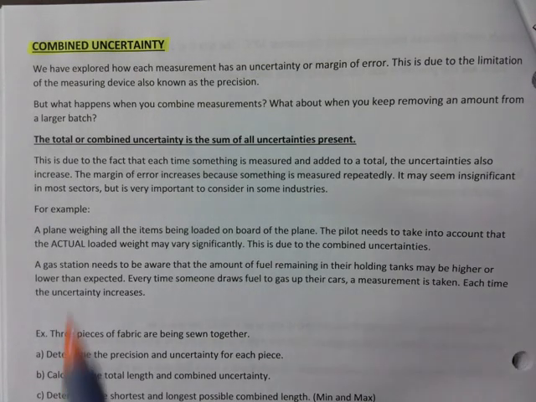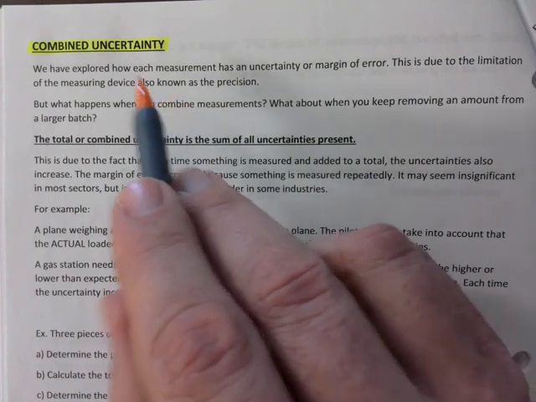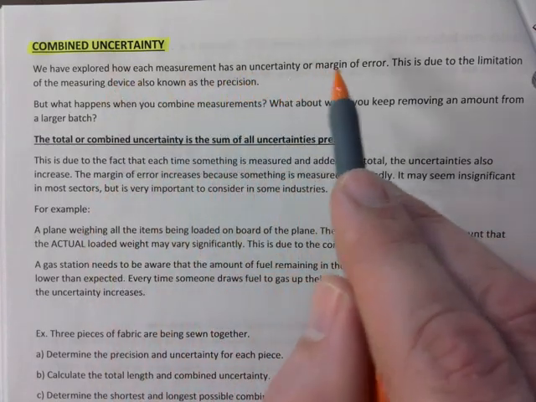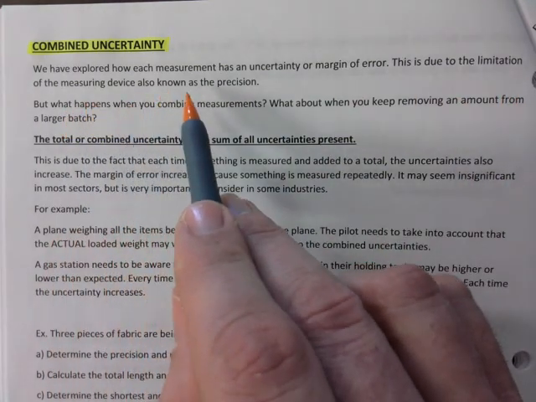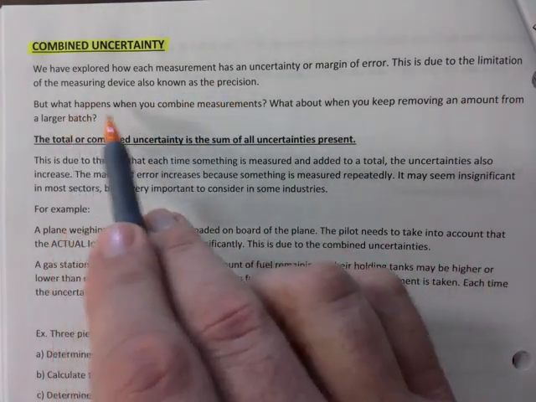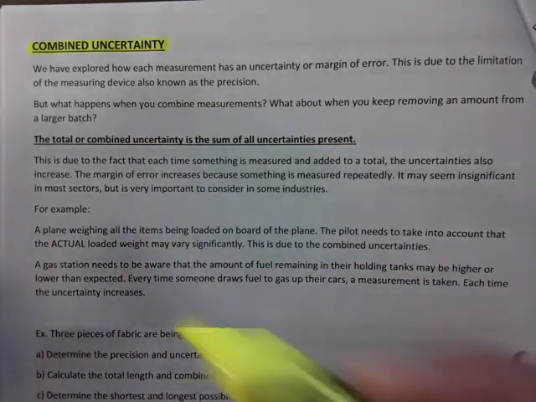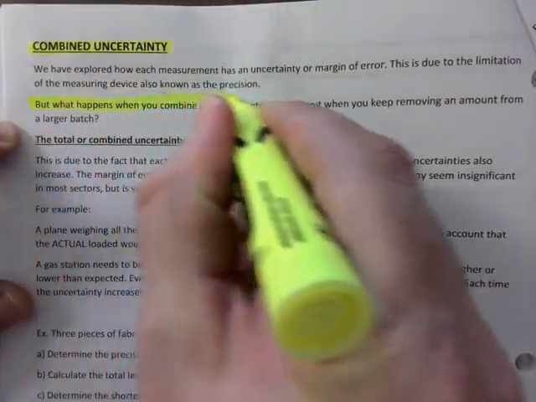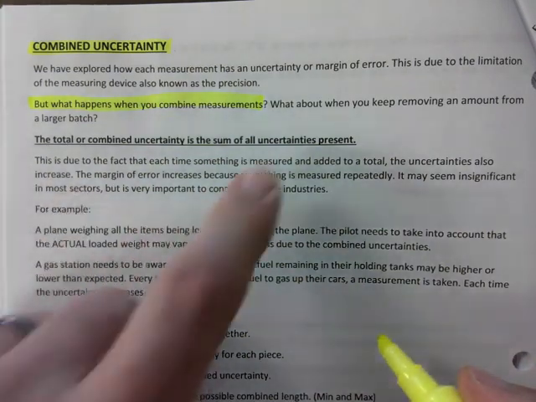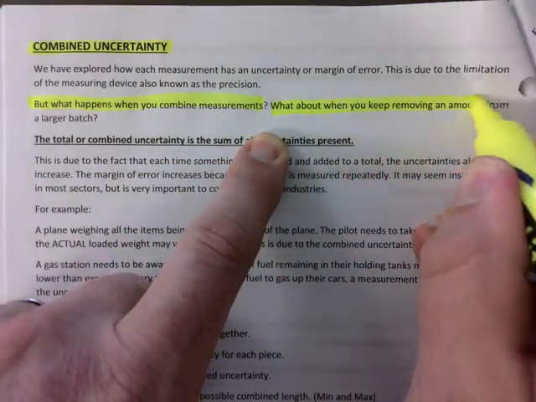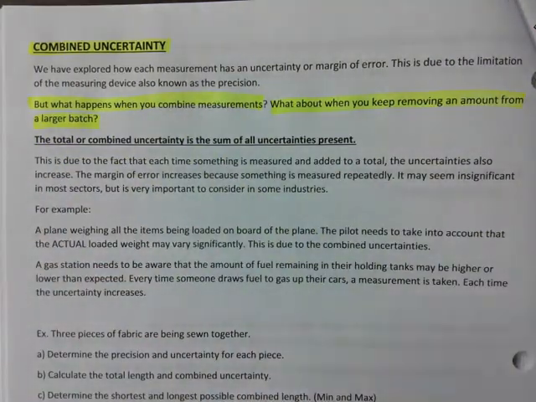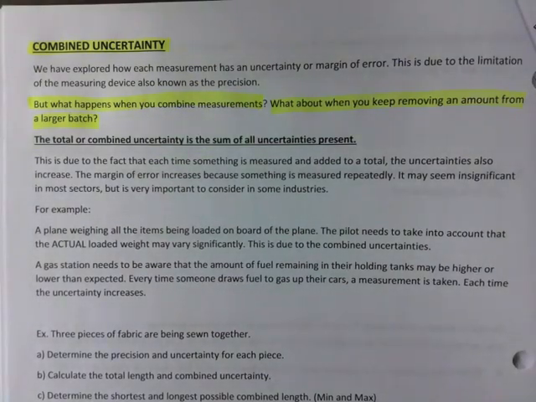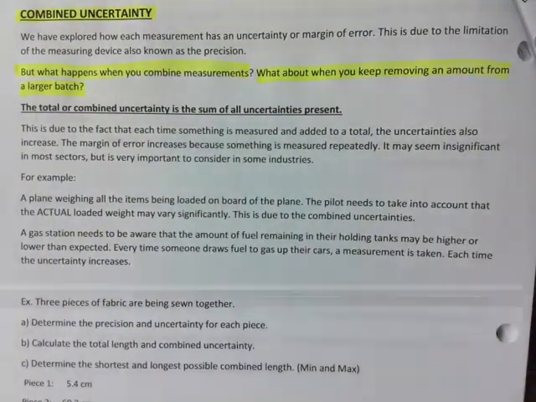We have some time. We have explored how each measurement has an uncertainty or margin of error. This is due to the limitation of the measuring device, also known as precision. But what happens when you combine measurements? Highlight that part. What happens when you combine measurements? What about when you keep removing an amount from a larger batch? What happens to the uncertainties there? You guys following? Okay.